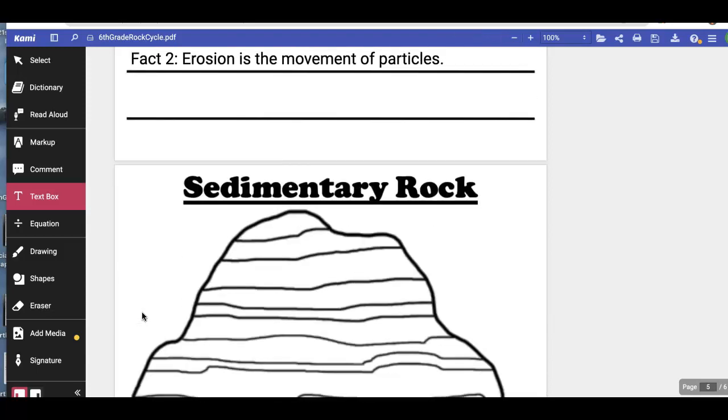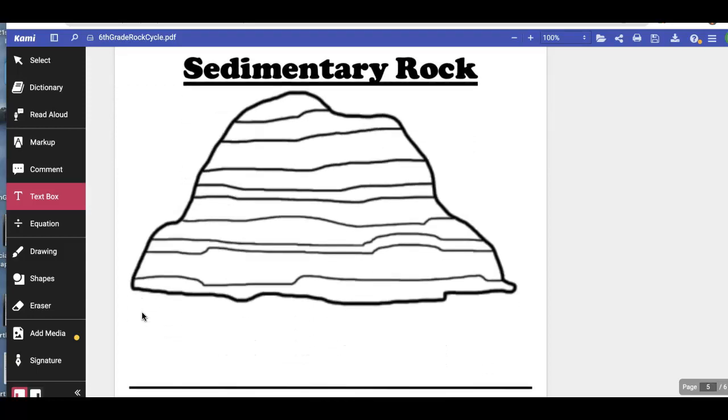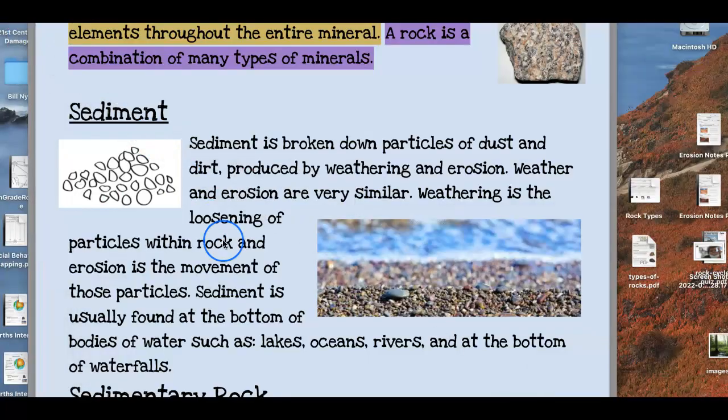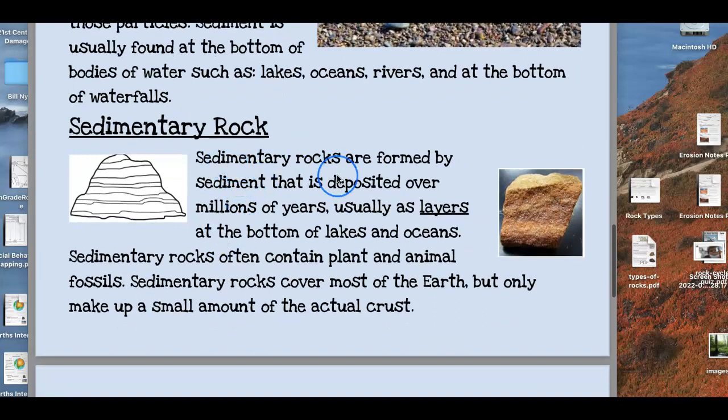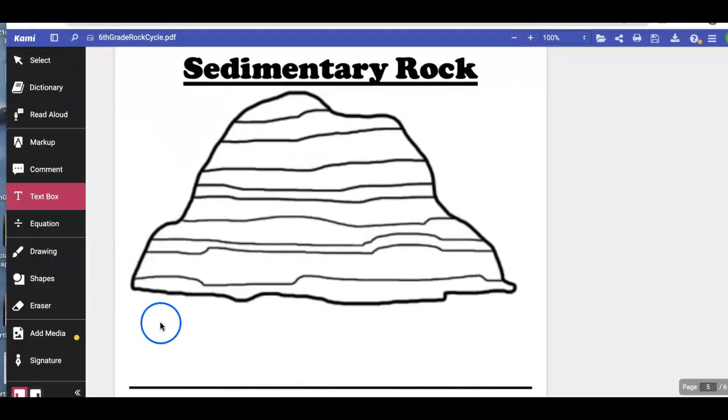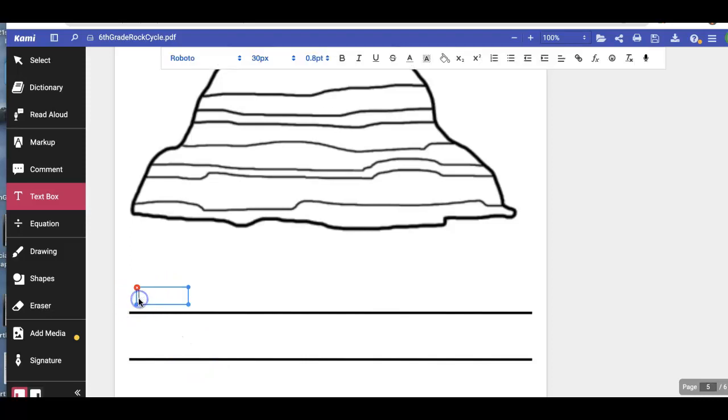Find your paper for sedimentary rock. Here it is. Looks kind of familiar. We will be writing the definition and 2 facts. So we're going to go on our papers and look at sedimentary rock, which you should have the definition underlined. It's the first sentence that says, sedimentary rocks are formed by sediment that is deposited over millions of years, usually as layers, at the bottom of lakes and oceans. So let's make that a little bit shorter because we have struggled with keeping our definitions written so they fit our lines. We'll write the word definition. And here's our definition for sedimentary rocks.